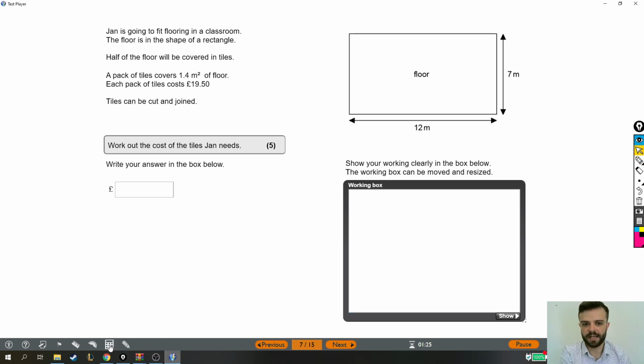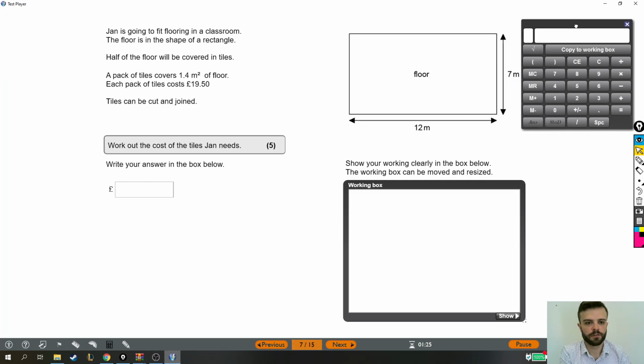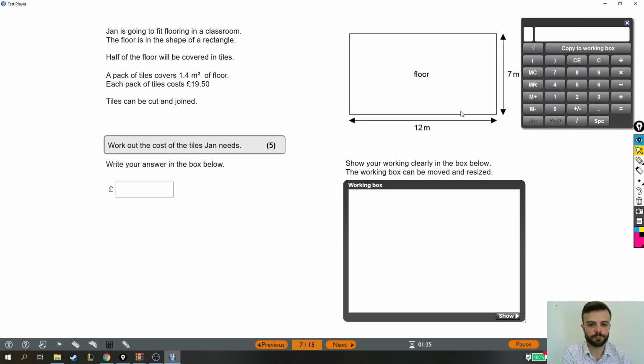First thing we need to know is the area of the floor. So the floor is in the shape of a rectangle, which means we just times the two different dimensions by each other. You might say base times height or length times width or whatever, but 12 times 7 is 84. So this whole area is 84 meters squared. But only half of the floor is covered in tiles, so we need to halve this, or in other words, divide by 2.